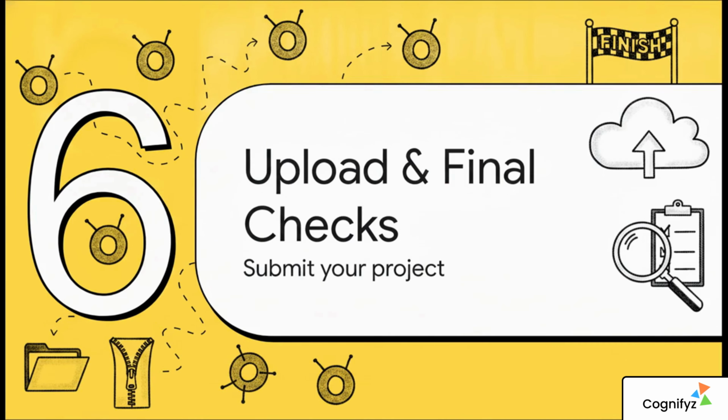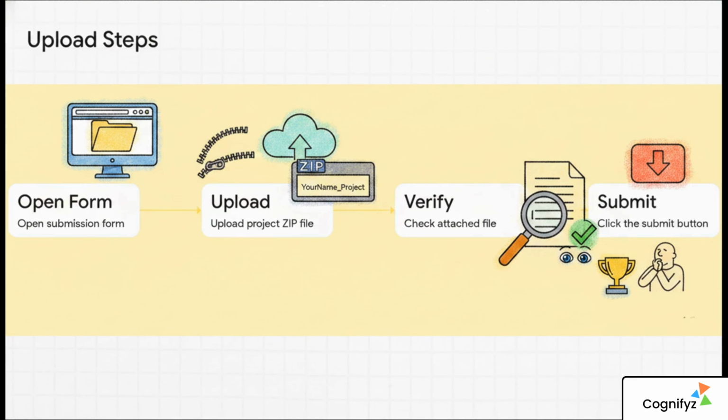Finally, Section 6, Uploading and Final Checks. We are officially approaching the finish line of this mission. You can think of this final upload sequence as facing the final boss of your internship. Step 1. Open the official submission form provided by Cognifyz. Step 2. Upload that perfectly named yourname_project.zip file. Step 3. Verify. Seriously, take a breath and just look at the screen. Make sure the attached file is actually the zip and not some random shortcut. And step 4. Click that glorious submit button.